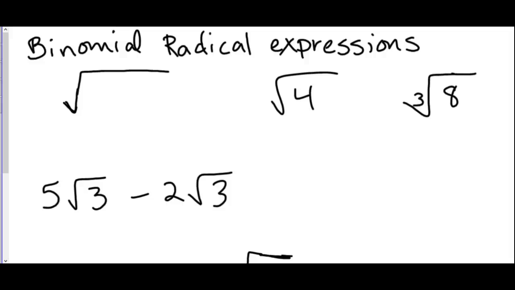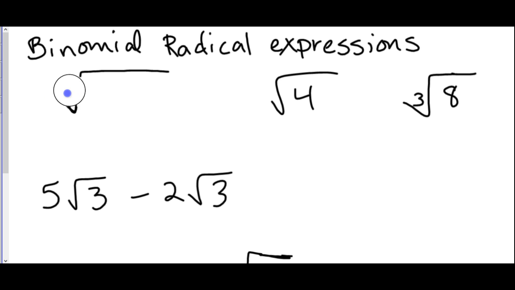This video will be about binomial radical expressions. So when you're working with a binomial radical expression, first we have to worry about what a radical means. When you have a radical, there are certain parts to it. The first is the index.